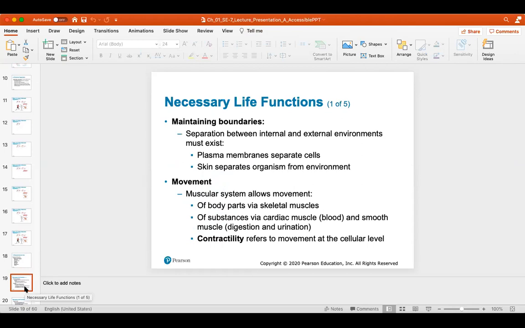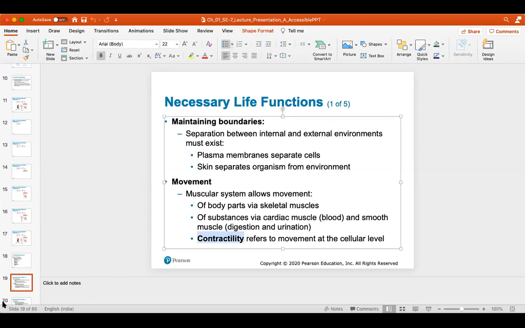And then these next couple of slides take you through a little more detail about the things necessary for life to function. So maintaining boundaries: think of a separation between any internal and external environment. This could be a plasma membrane of your cells or the skin separating an organism from the environment. Movement: your muscular system allows your body to move its bones. Your muscles also allow blood to flow through your veins and arteries. Smooth muscle is important for digestion and urination. Contractility refers to the movement of muscles at a cellular level.